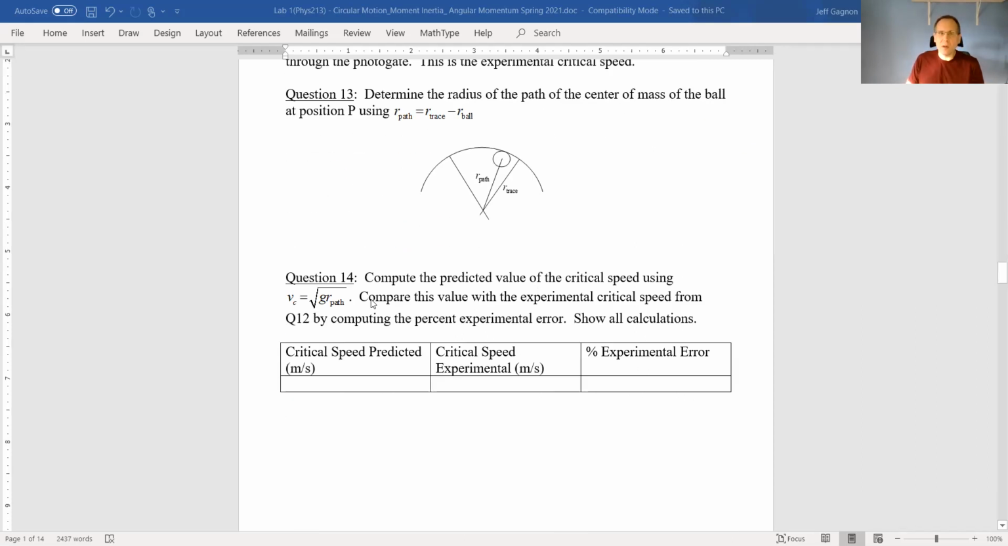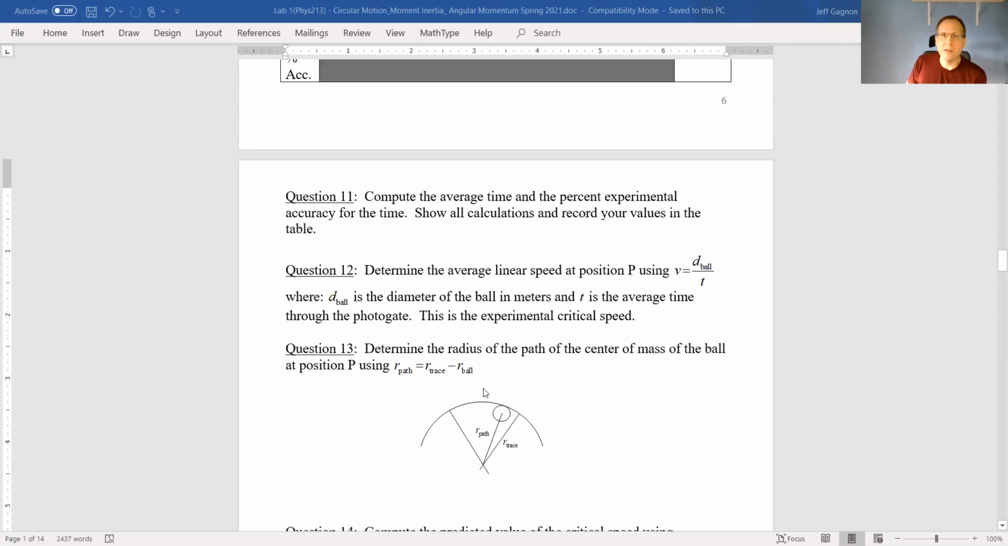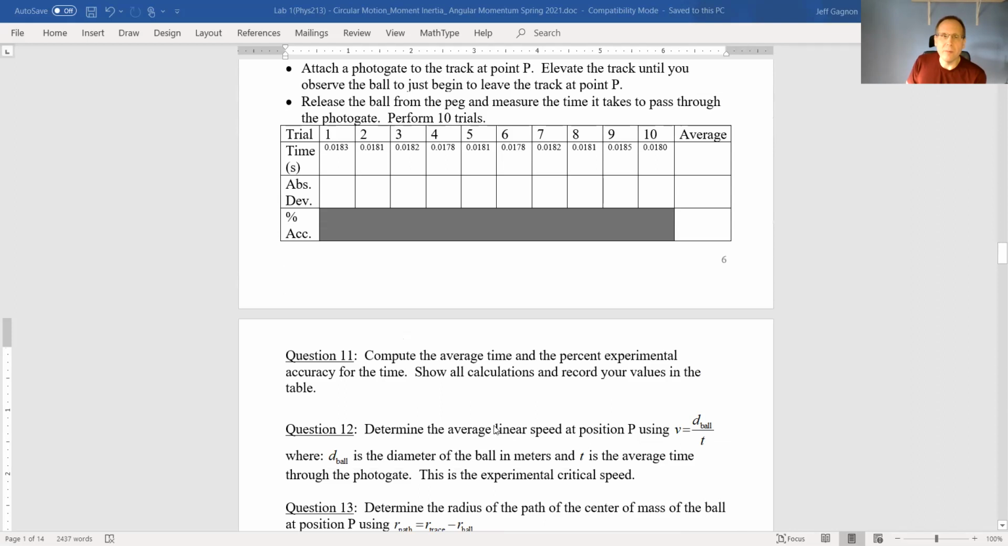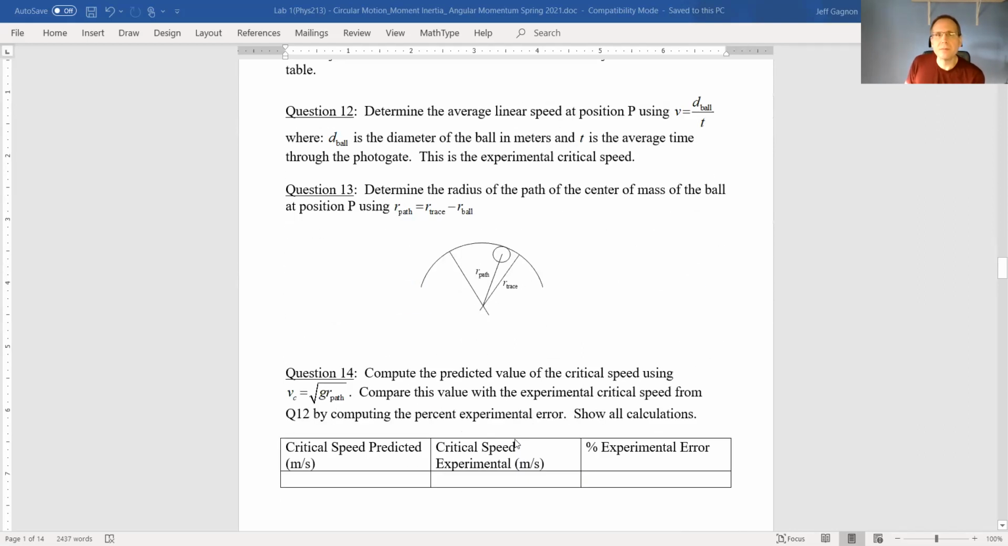And then question 14 is compute the predicted or theoretical critical speed by using that equation. And then compare it again to the experimental critical speed that you found from question 12 here. And then how do you compare them? The usual, we're going to compute the percent experimental error. And make sure you show me all these calculations, right? Show me the calculation for our path, show me the calculation for the critical speed predicted, and show me the calculation for the percent experimental error.